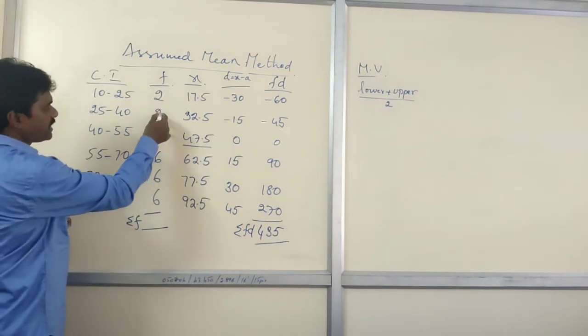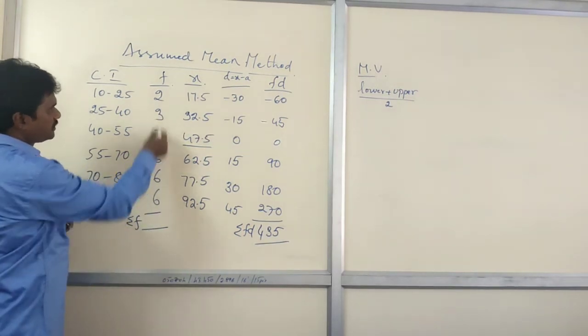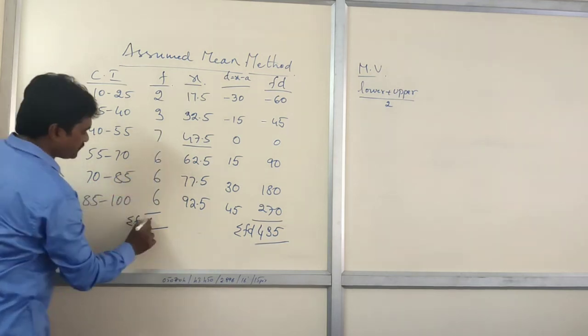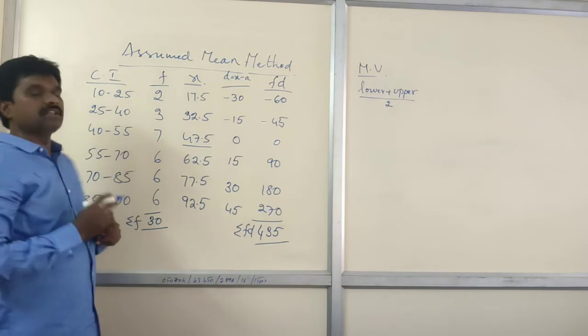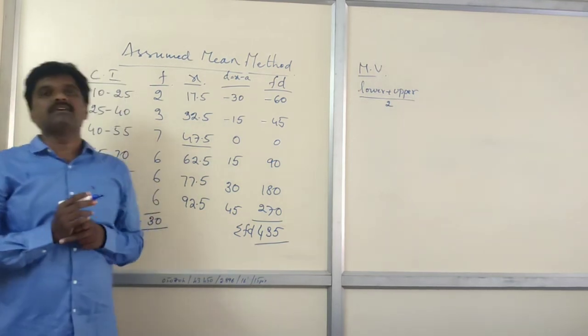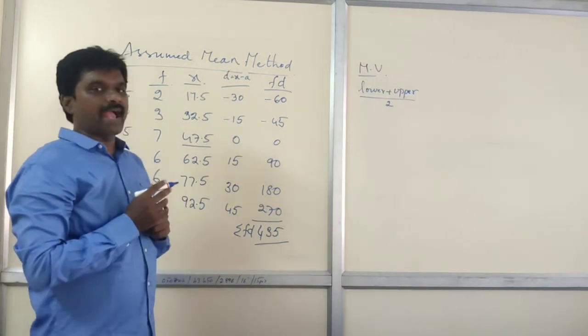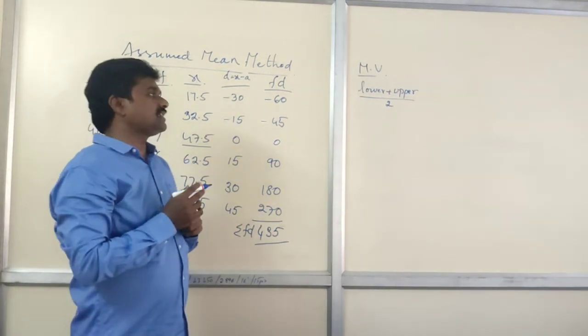So add sigma F. 10, 3 6 are 18, 25 plus 5, 30. Sigma F is 30. Sigma FD is 435. Now we are going to calculate the deviation mean.